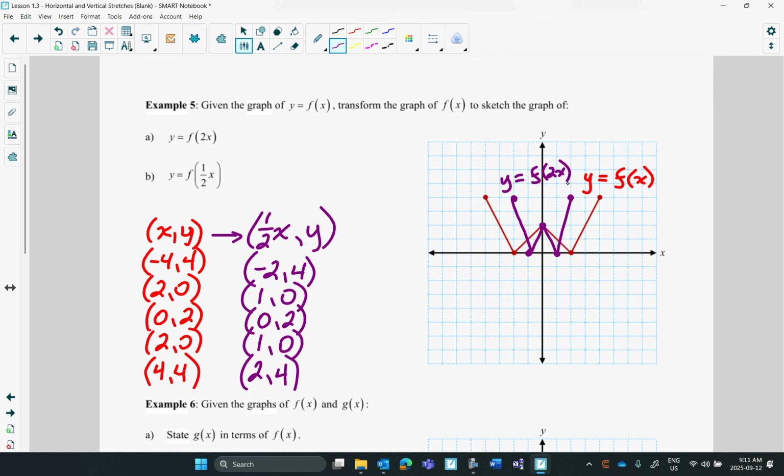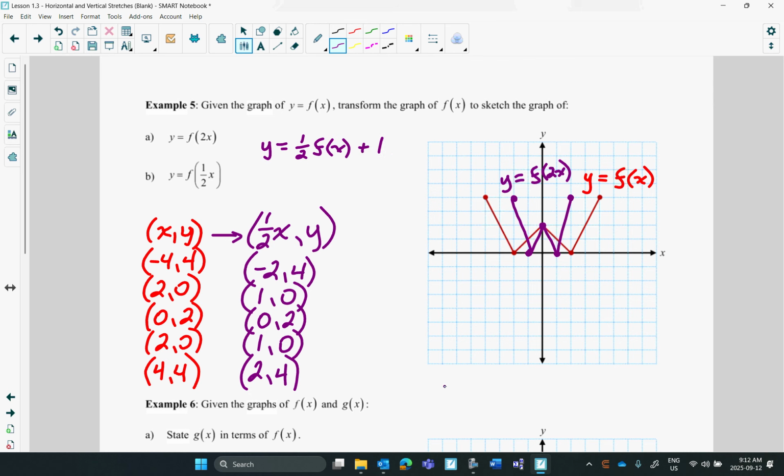So in y equals f of 1/2 x, is the 1/2 going to affect the x coordinates or the y coordinates? This is what you got to ask yourself when you see questions like this. If it's inside the function, it always affects x. If it's outside the function, it always affects y. Like if you think about it, when we did ones like this, if it was outside, that's a vertical stretch, it affects y. If we had something at the end of the function, that's a vertical shift.